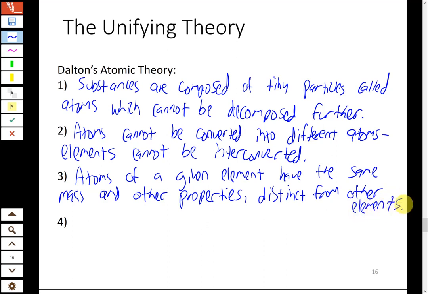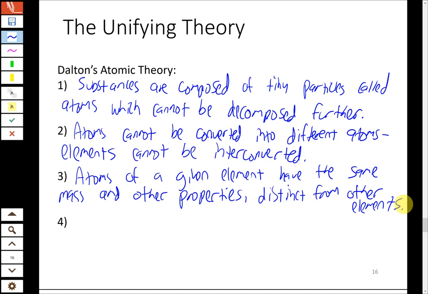Now, as we will learn pretty soon, probably as early as next class, this one's also not 100% true. It is true that atoms that make up different elements have different properties, but sometimes they have different masses from each other. So that's the part that's a little bit wrong, but nonetheless it's still largely true and still informative.